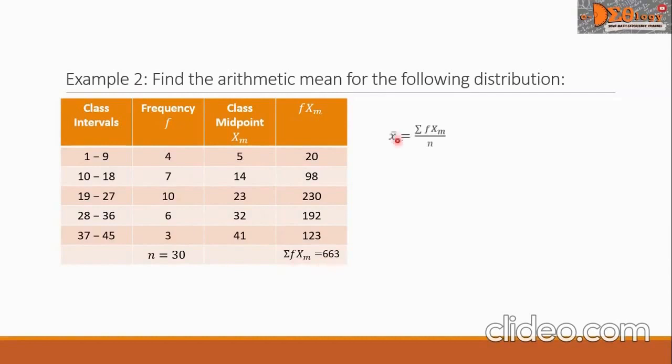Now let us use our formula for the mean. X bar equals the summation of f x sub m all over n. Taking the values from our table, we have the numerator as the 663 and the denominator is 30. Simplifying this, the quotient will be 22.1. This is our mean. This is our final answer.